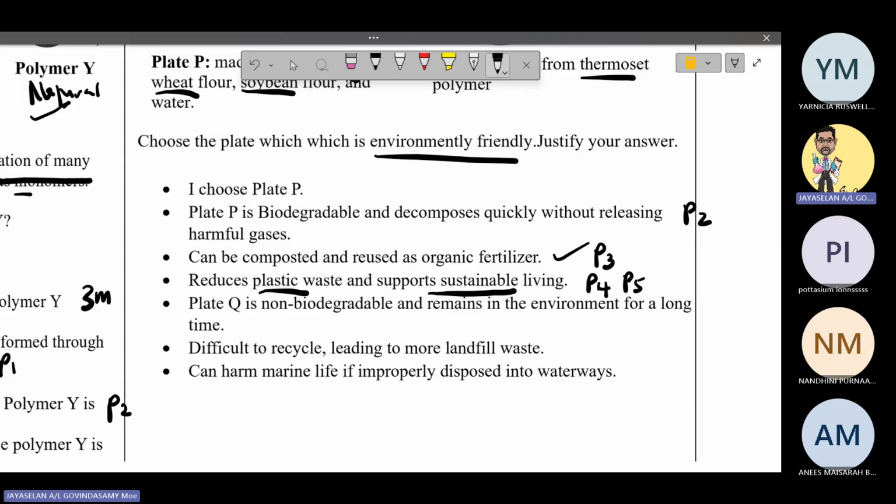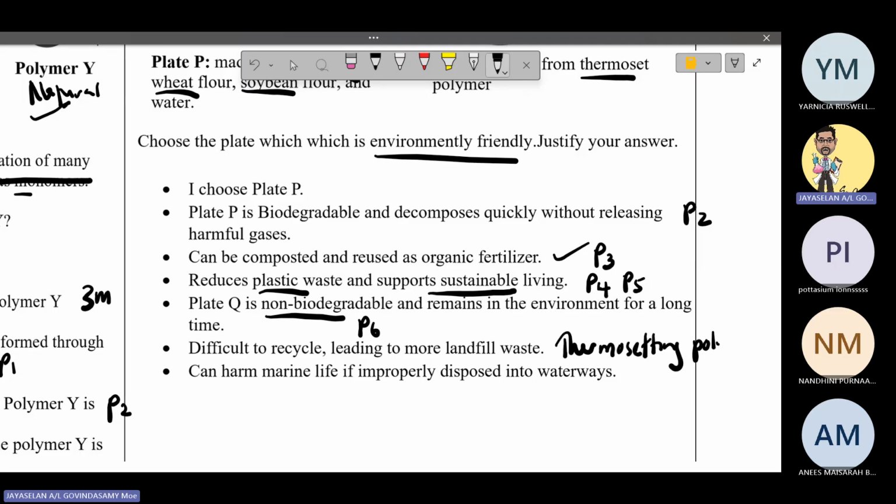Okay, then you justify why you don't want to choose plate Q. Plate Q is non-biodegradable and remains in the environment for a long period of time. So this is point 6. It is difficult to recycle because this is bakelite, thermosetting. Okay, here you can write because it is what?